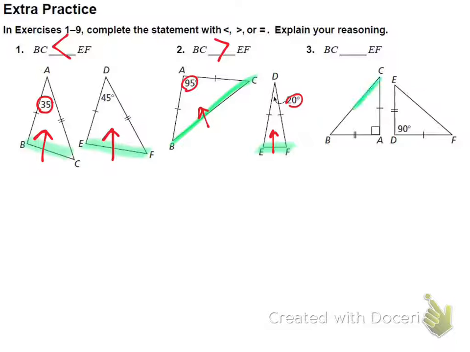And then last, comparing BC to EF. BC is across from the right angle, which is 90 degrees. And EF is across from 90. So that means these 2 are equal.